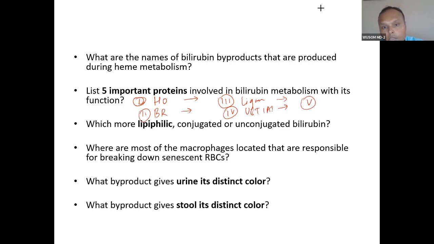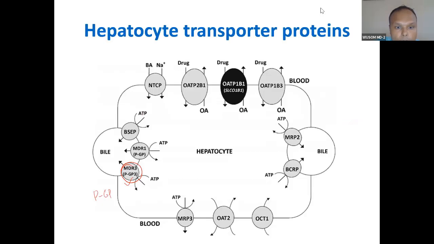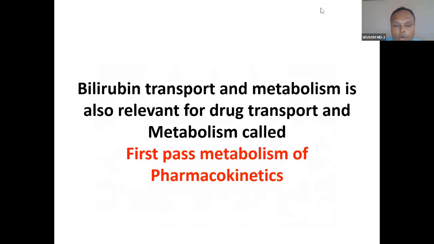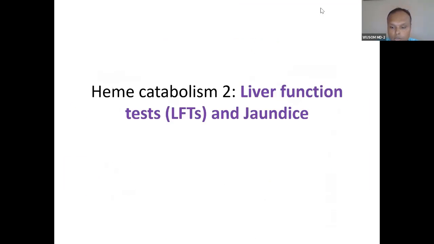Fifth, which protein? After UGT, MRP2. You know the function. And the sixth protein, you know, OATP 1B2. What is this? So we go and see. What is this? OATP 1B1. Okay, these are the proteins.